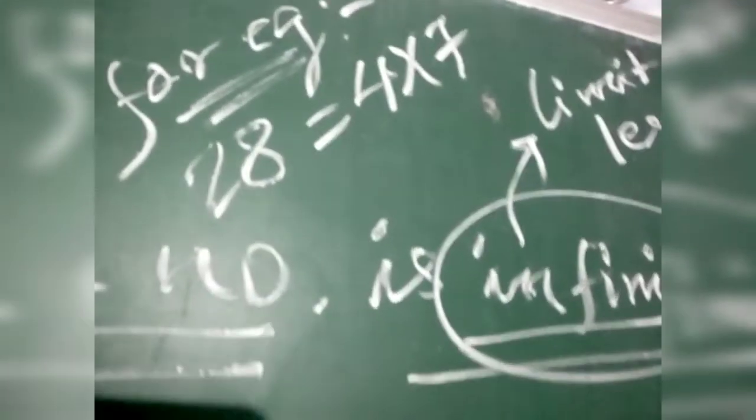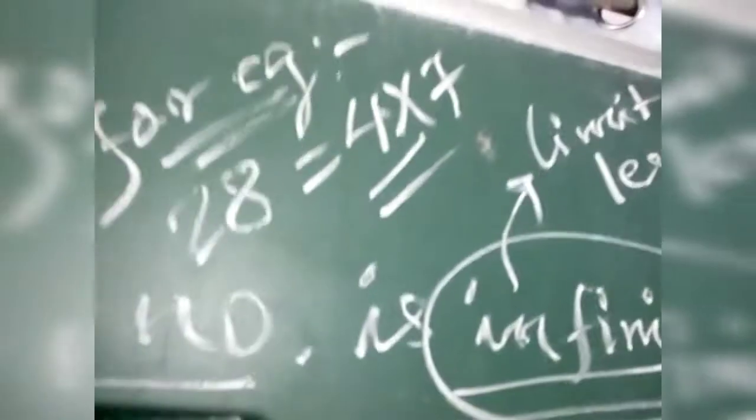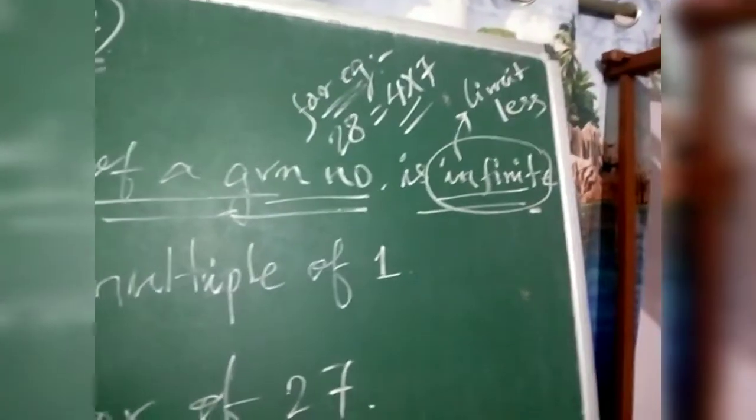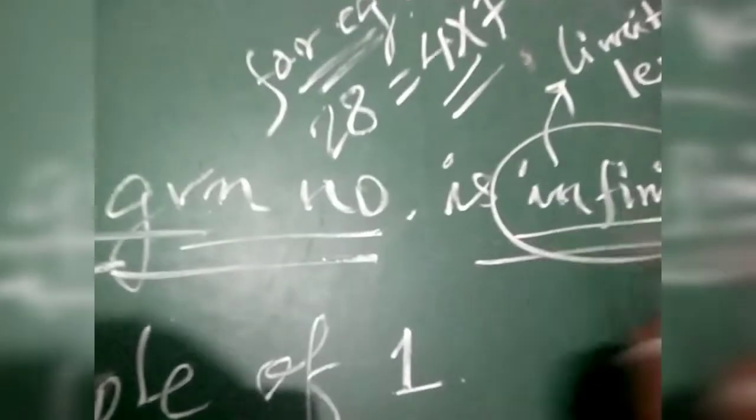So, for example, 28. What are the factors of this? 4 into 7. So it's fixed, so it's finite. Obviously, the first statement, the number of factors of a given number is infinite, is false. It's finite, which means fixed, limited.